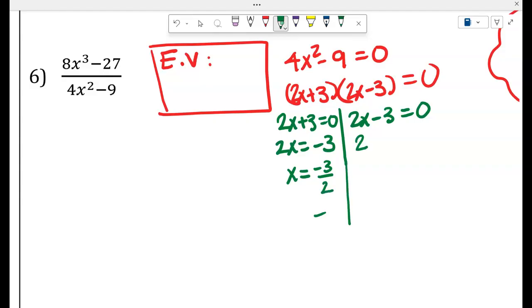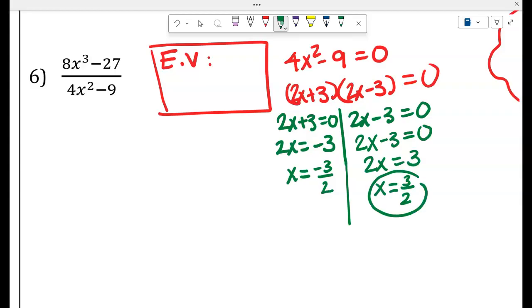So on the right side, very similar. Take it and set it equal to 0. Add 3 to both sides. Divide everything by 2. So x is going to be not including those. So x can never ever be positive or negative 3 over 2. Yes, you can write it out twice and use a comma.